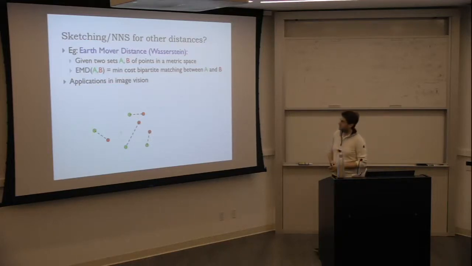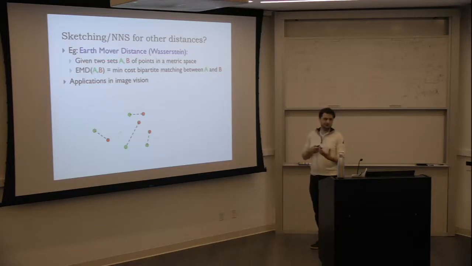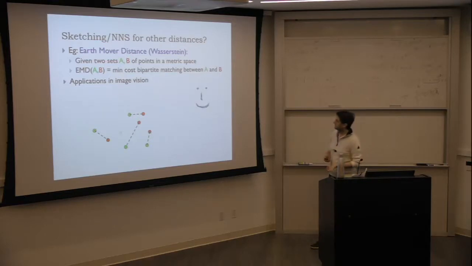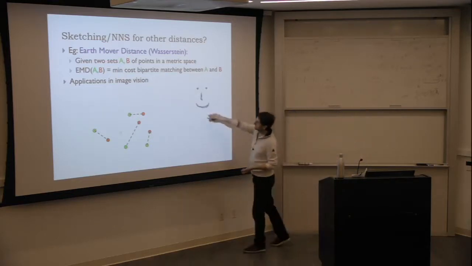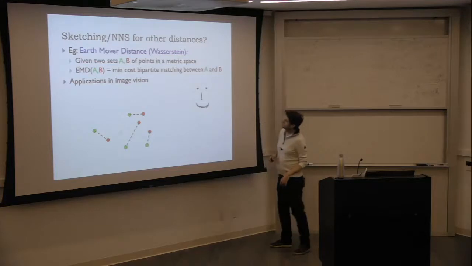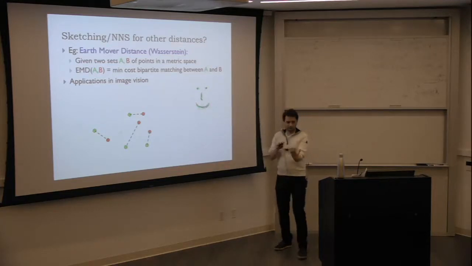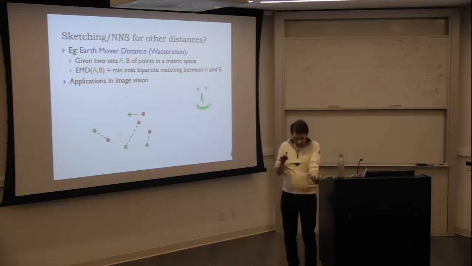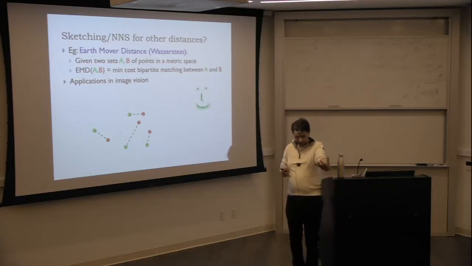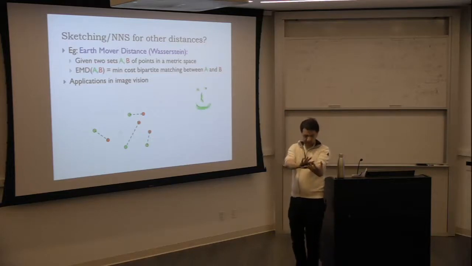And again, it has applications in vision because you can think about it as one way to compare images, how similar they are. Let's say you have one image, which is gray, and you want to say how similar it is to the green image. Well, you take the gray image, define it as a set of points. You take the green image, you also define it as a set of points. And then you want to say, well, how well can I match these points to these points?